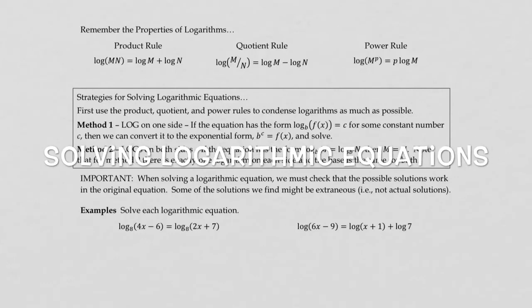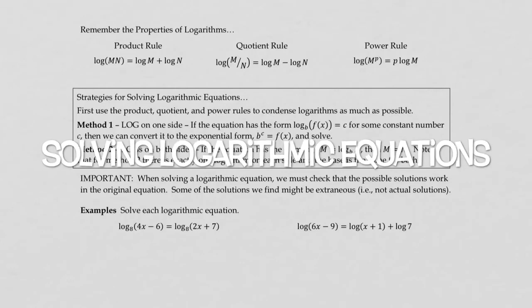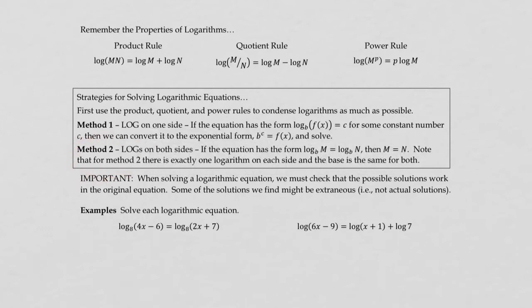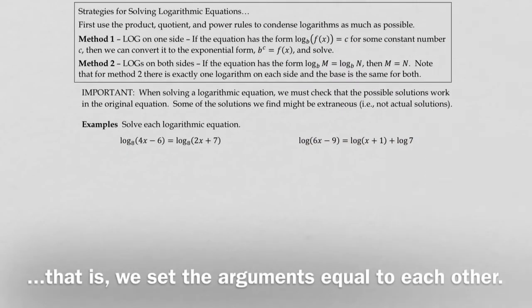In this video, I'd like to look at some examples of logarithmic equations that are going to use method 2, where both sides of the equation are contained within logarithms, and then because logarithmic functions are one-to-one, we can simply drop the logarithms.